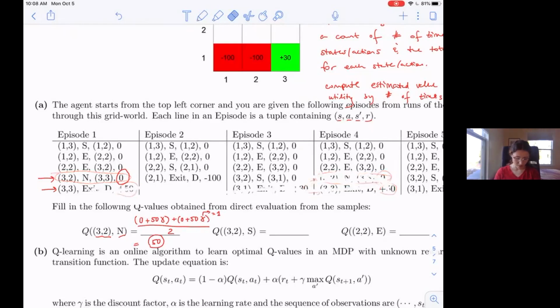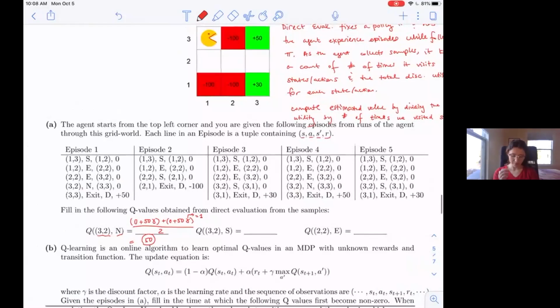What about Q of 3-2, S? So first thing we're going to do is we're going to figure out how many times did we actually see 3-2, S. So 3-2, S doesn't appear in episode 1, doesn't appear in episode 2, does appear in episode 3 right here. And 3-2, S does appear also here in episode 5.